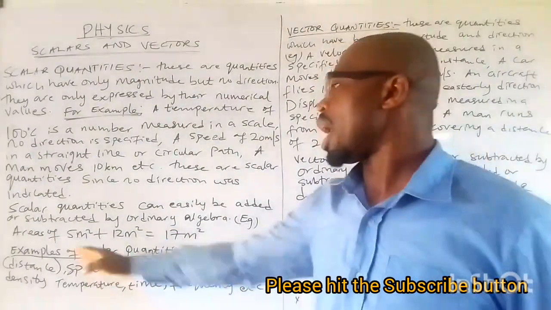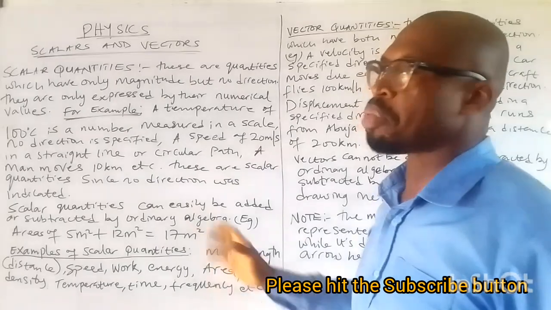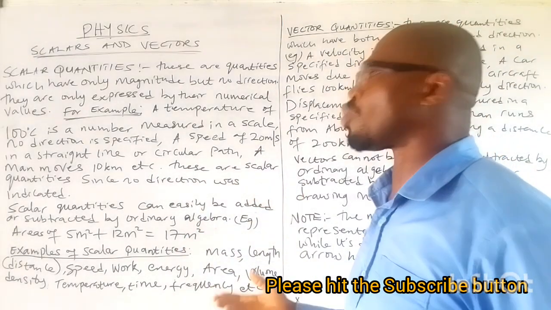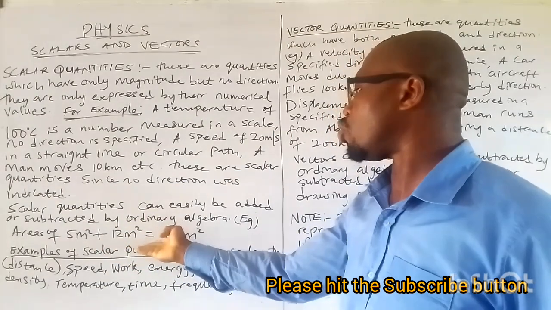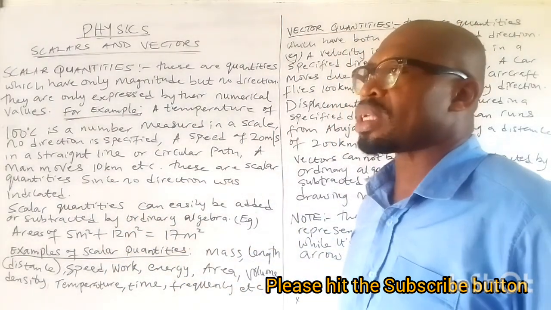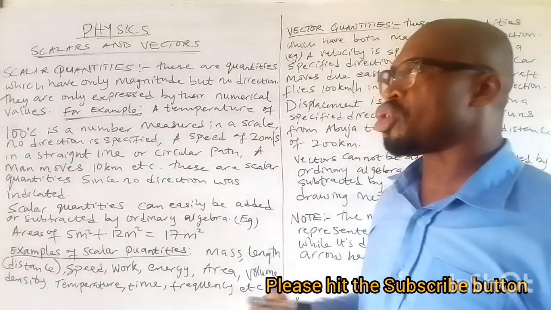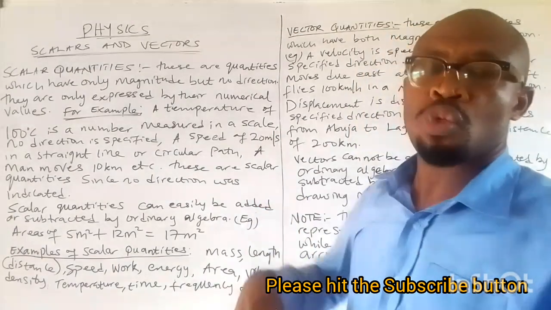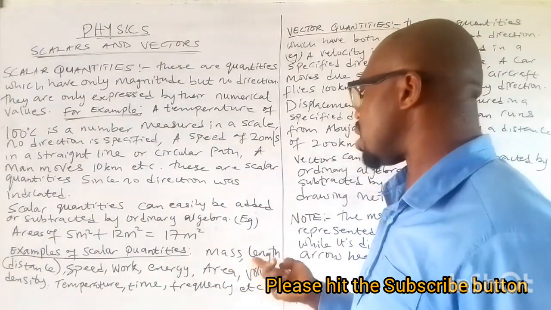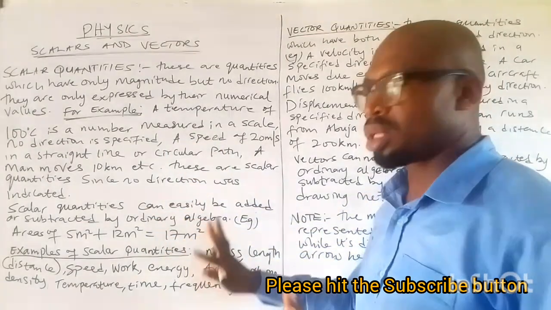Example, we can say areas of 10 meters squared plus 12 meters squared, which can always give us 22, or areas of 5 meters squared plus 12 meters squared, which is 17. You can always say volume of 3 meter cube plus volume of 5 meter cube, which will always give us 8 meter cube. So for scalars, it's just 1 plus 1, simple.